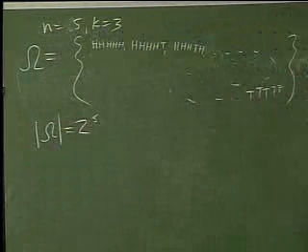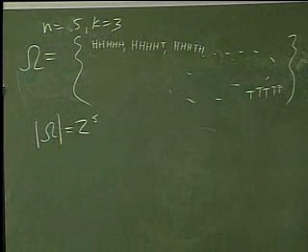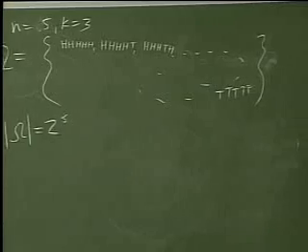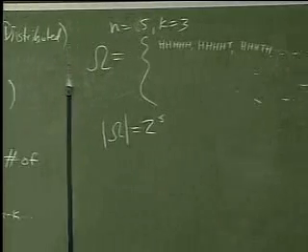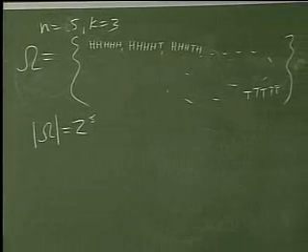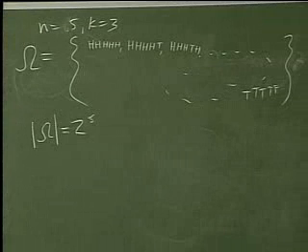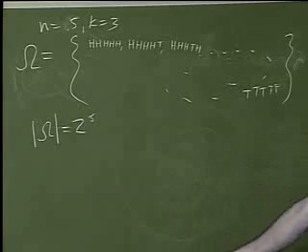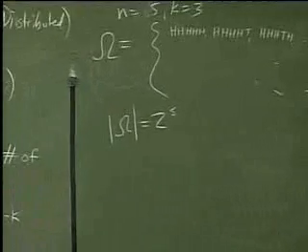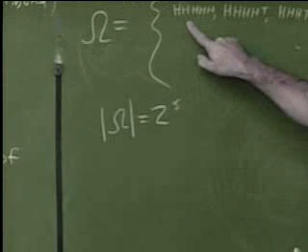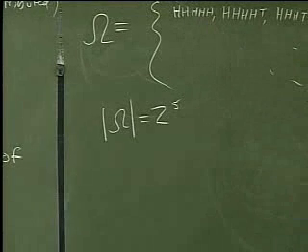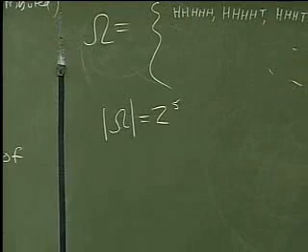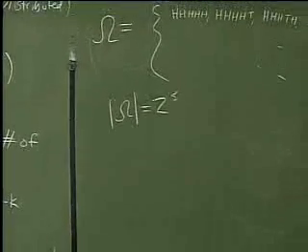Right? Each flip can be either heads or tails. It's like, write this out in binary. You got 5 bits. Numbers can go from 0 to 31, 32, 2 to the 5th. Right? 2 times 2 times 2 times 2 times 2. Could be heads or tails, could be heads or tails, could be heads or tails, could be heads or tails. All right. So that's omega.